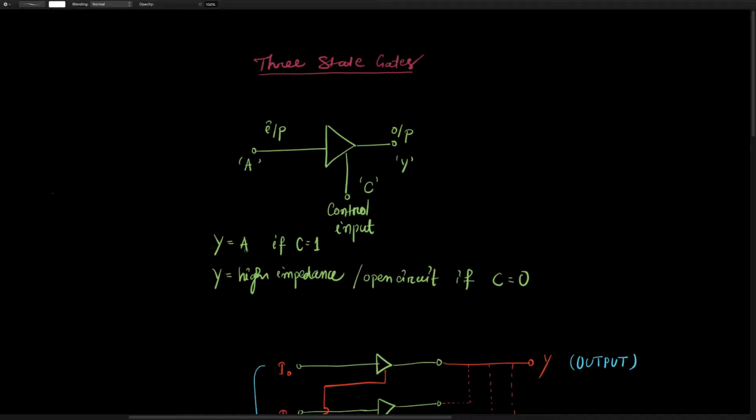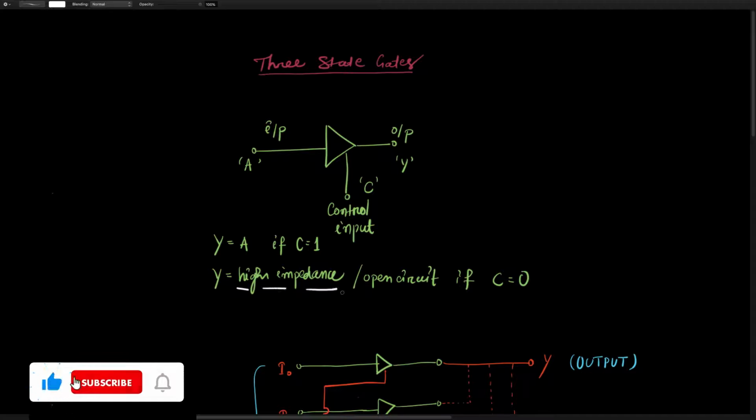If the control signal is high, the output will follow the input. If the input, that is A, is high, the output will also be high with a negligible propagation delay. If the input is low, then the output would also be low. But in case the control signal C is 0 or low, what happens is your output is high impedance. We call it high impedance.